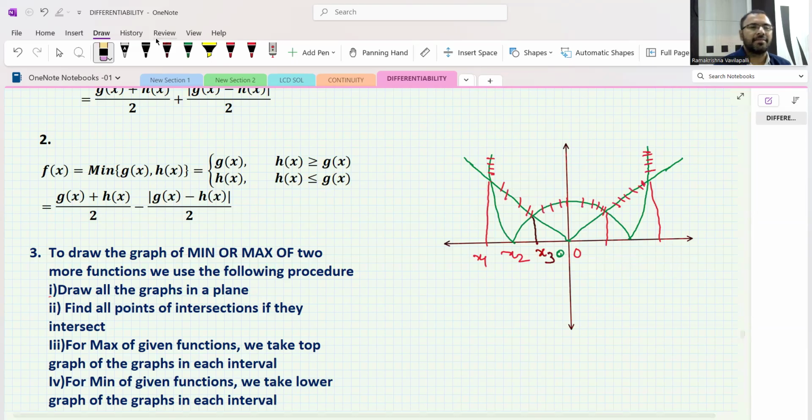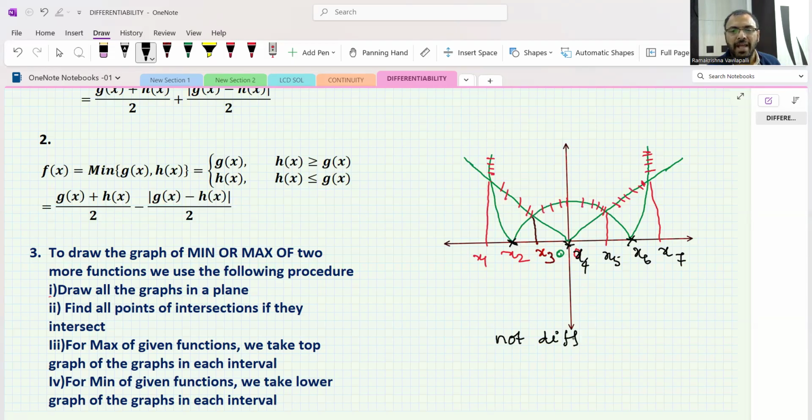I'll write again: x4, let us say x5, x6, x7. You see this function, I do not know what function this is, but we have sharp edges at x2, at the origin, and at x6. So here this function is not differentiable at 7 points.